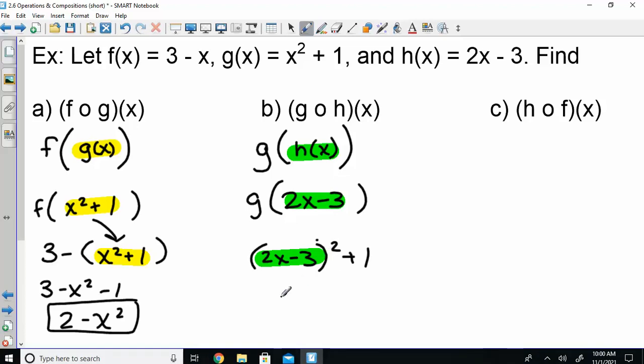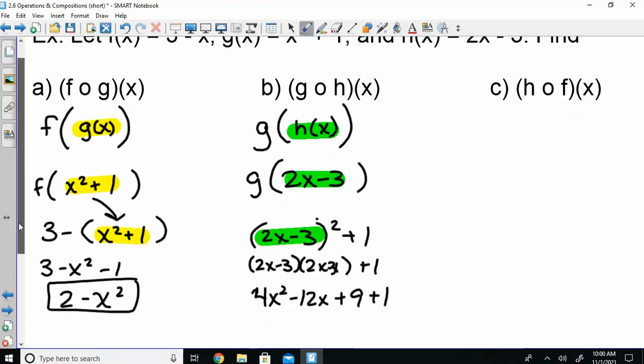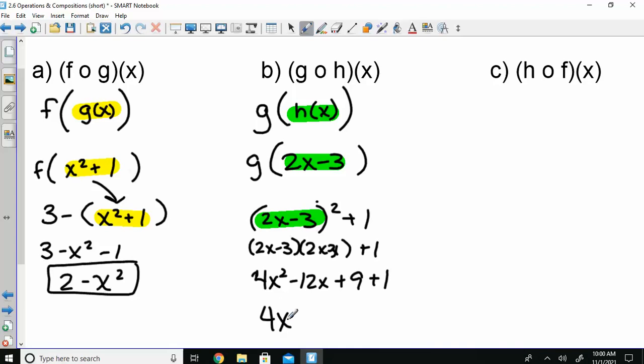If I asked you to simplify this a little more, what could you do there? Foil. It may take us a second, but it's not difficult. So you get 2x times 2x, so 4x squared, minus 6x, and minus 6x would be minus 12x. Negative 3 times negative 3 is positive 9. You get 4x squared minus 12x plus 10.